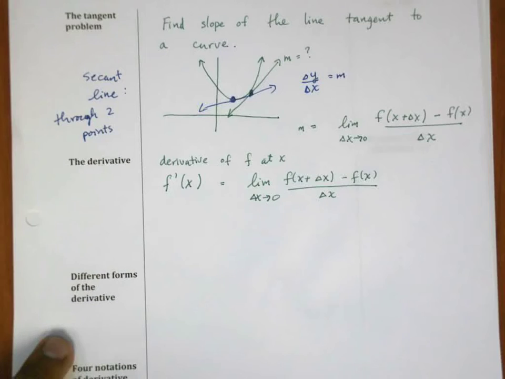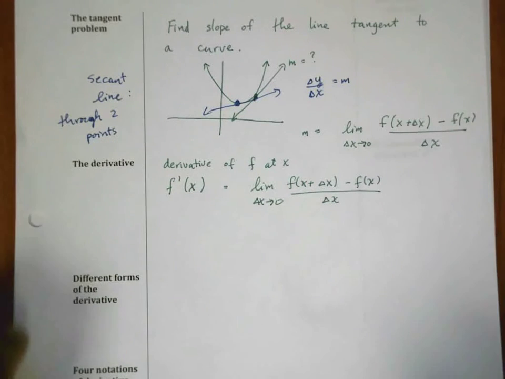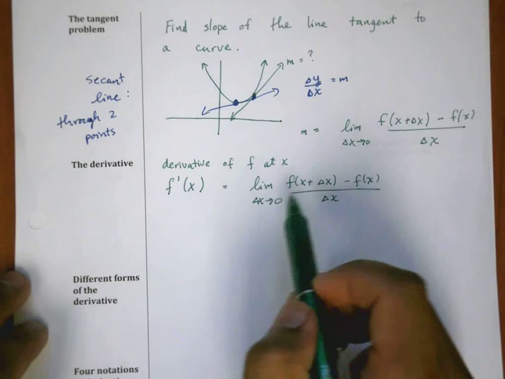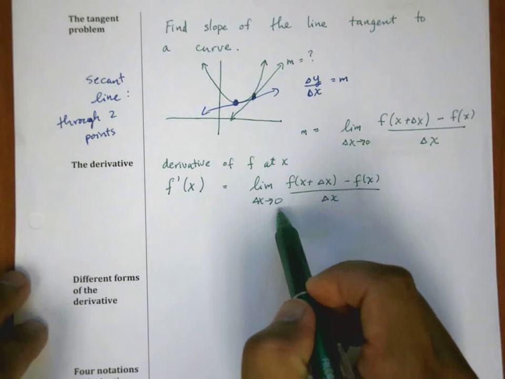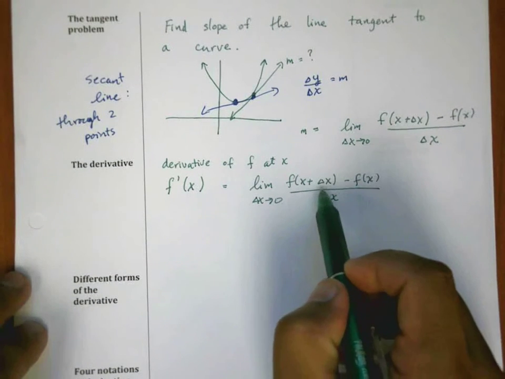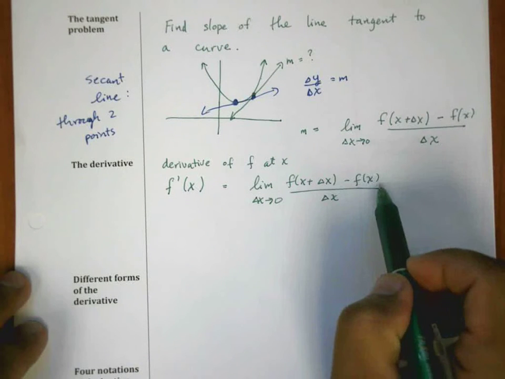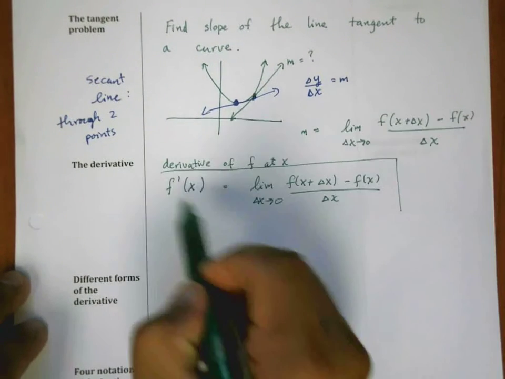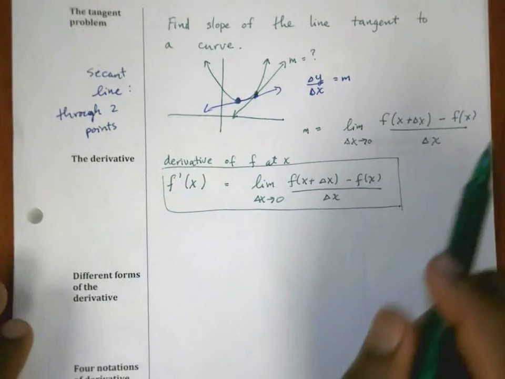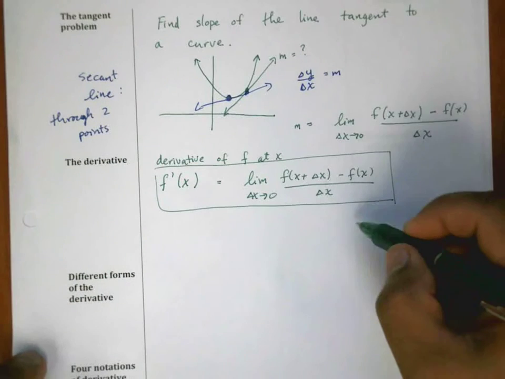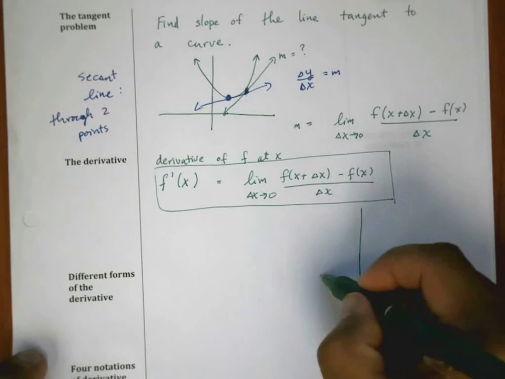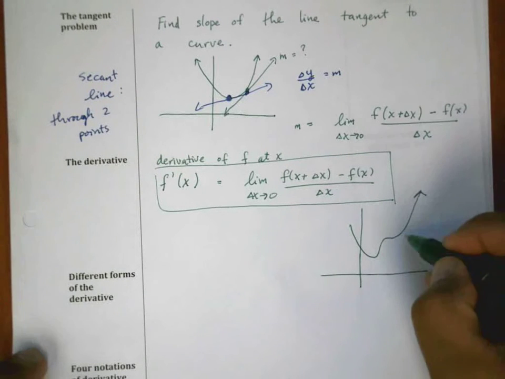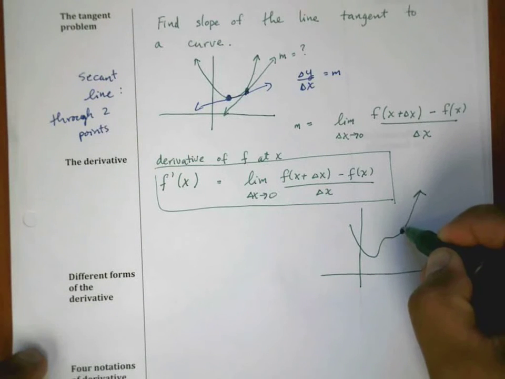The definition of the derivative of the function f at x is the limit as delta x approaches 0 of f of x plus delta x minus f of x over delta x. Okay, so I'm going to box in this formal definition and then give you kind of an intuition about why this is true. So say we have some sort of curve again, and we want to find the derivative, the rate of change at this point, or the slope of the tangent line at this point.